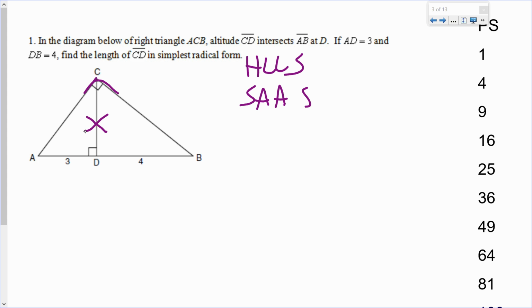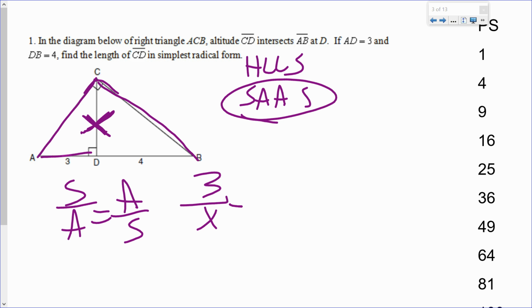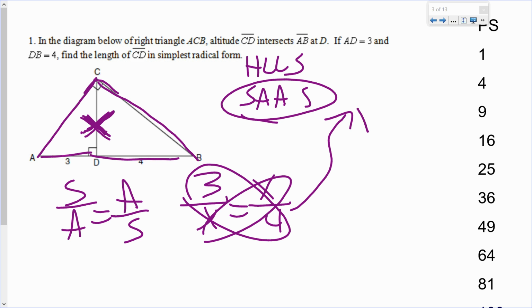To determine if it's HLLS or SAAS, is there an L involved or an A involved? Well, there's an A involved. The A is labeled with an X. The legs are blank. So since there's an A involved, SAAS. S over A equals A over S. S is 3 over A is X equals A is X over the other S is 4. Cross multiply and solve. I get x squared equals 12.